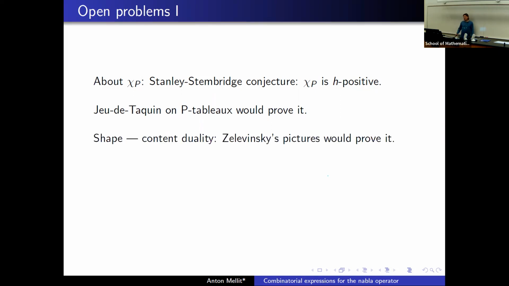Then there is this interesting question: you have shapes giving you some symmetric functions and contents giving you symmetric functions. Why don't you interchange them? In the classical situation, this is given by Zelevinsky's pictures. You have two skew shapes and they tell you what to count to get the correct scalar products. And so again, if you had something like this for P-tableaux, it would be proven.